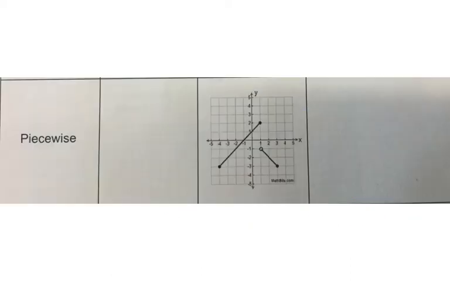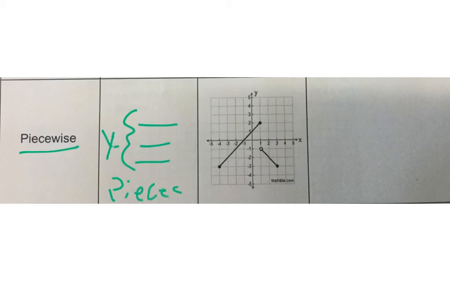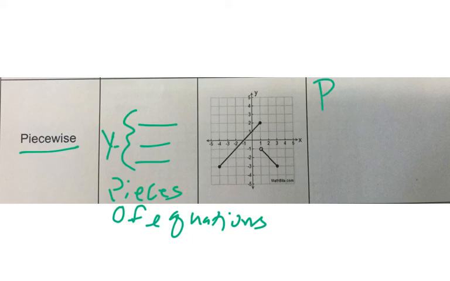And here we have a piecewise, and the parent function would be y equals, and it has more than one equation because it is piecewise, so it has pieces of equations. All right, so the characteristics of this would be it is just pieces of equations. And I hope you followed along with your notes.